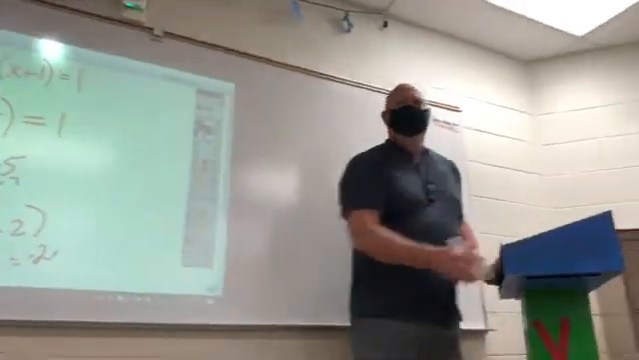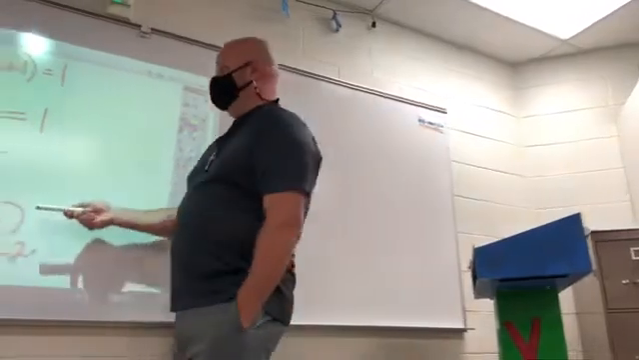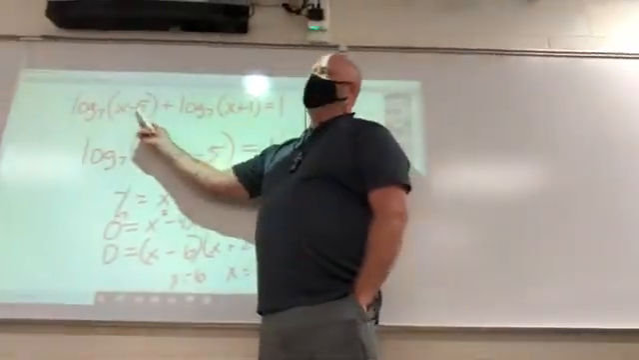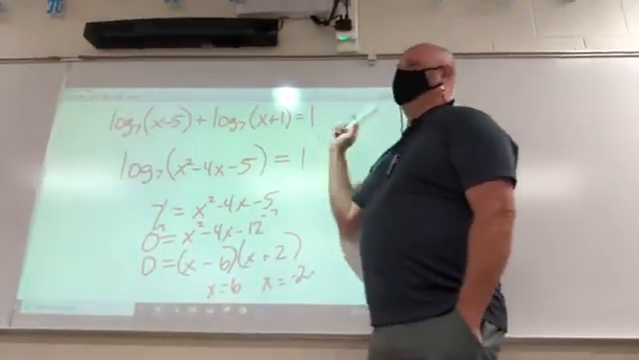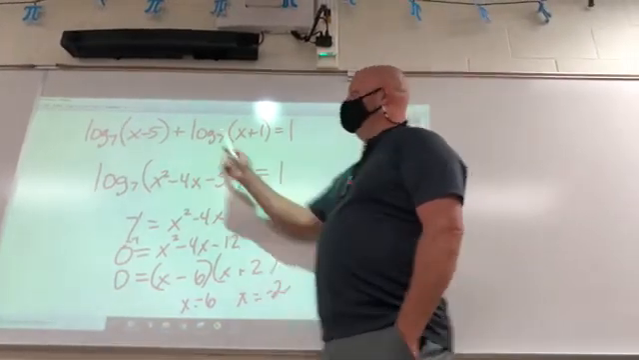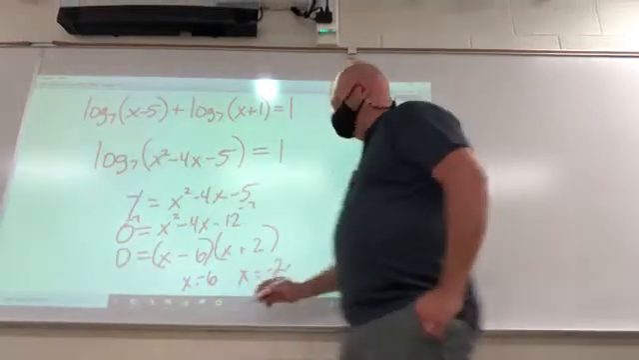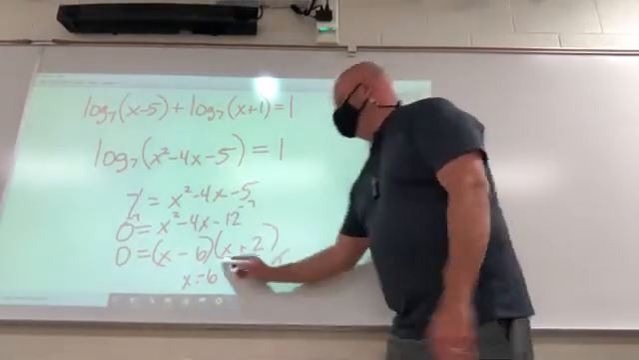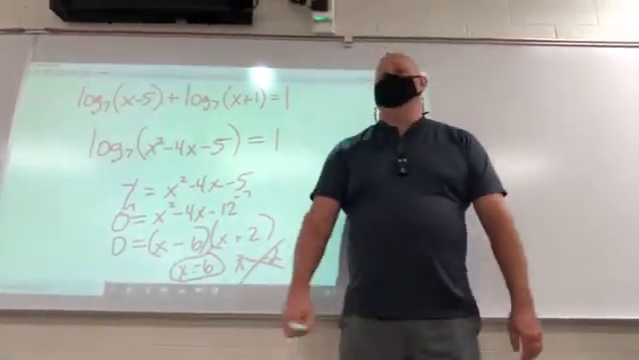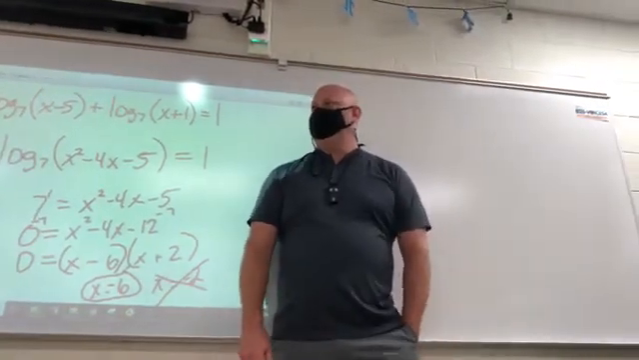What do you mean? Got to check. 6 minus 5, that's fine. 6 plus 1, that's fine. 6 is an answer. Negative 2 minus 5 would be negative 7. Negative 2 is an extraneous solution. 6 is the one and only answer.